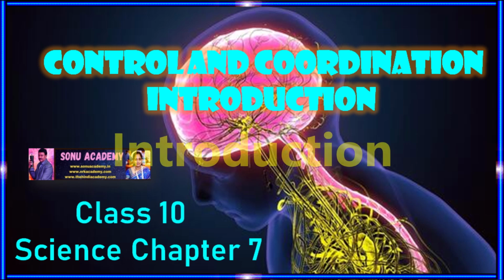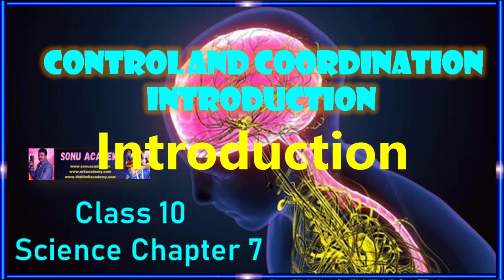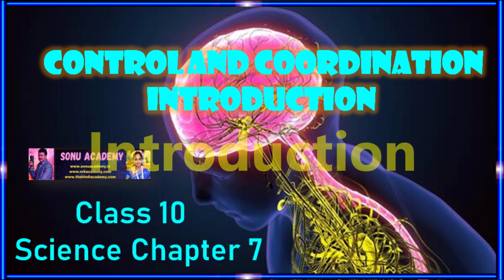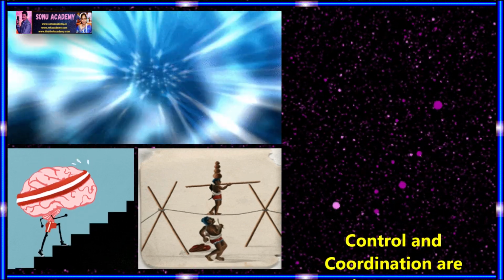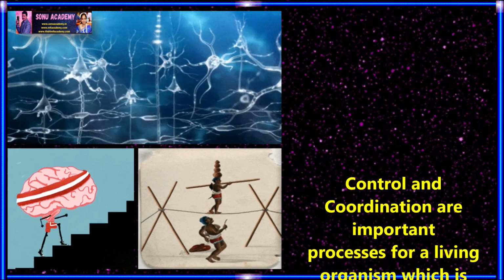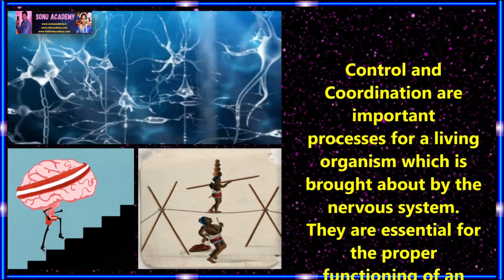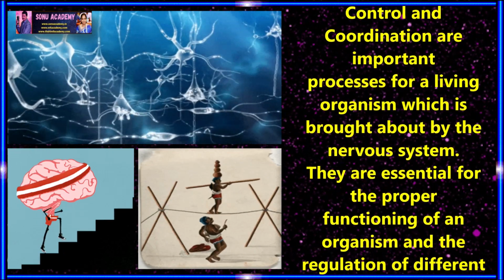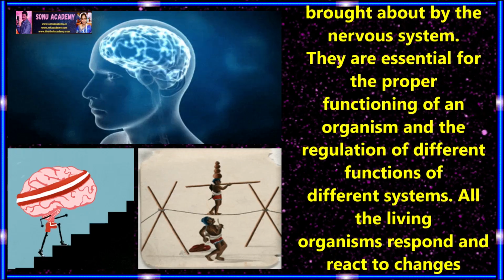Good morning dear students. Today we are going to discuss control and coordination from chapter 7, class 10 CBSE syllabus. Children, control and coordination are important processes for a living organism, brought about by the nerve system. They are essential for the proper functioning of an organism and the regulation of different functions of different systems.